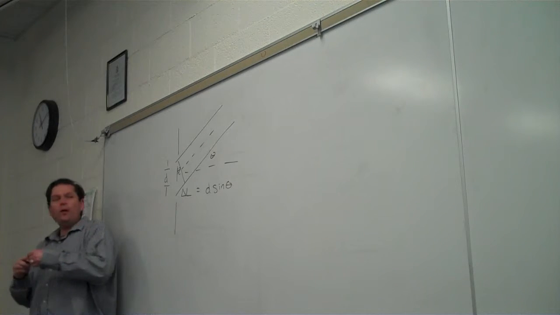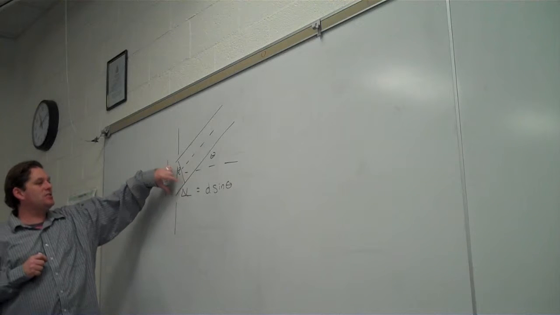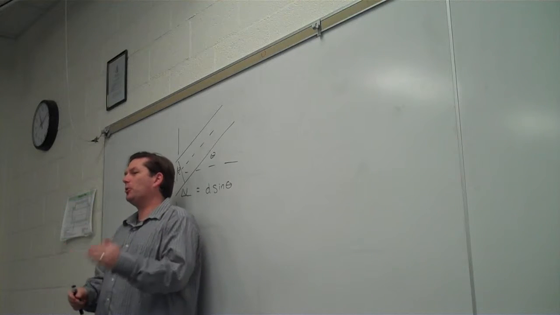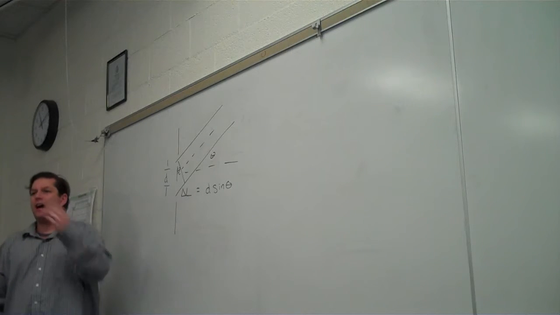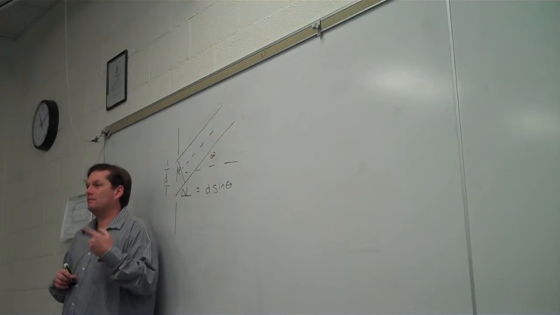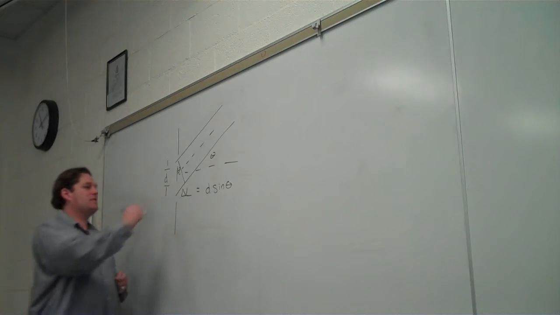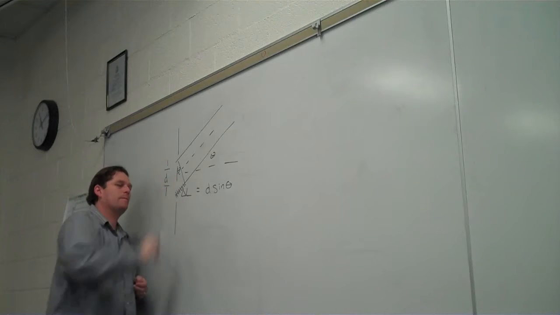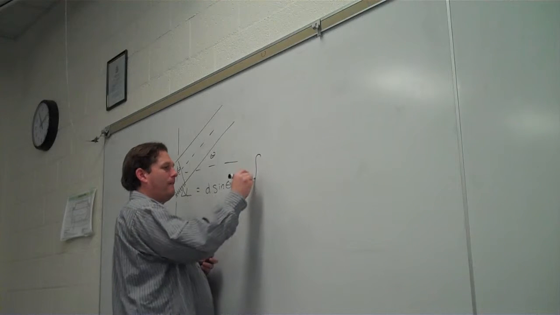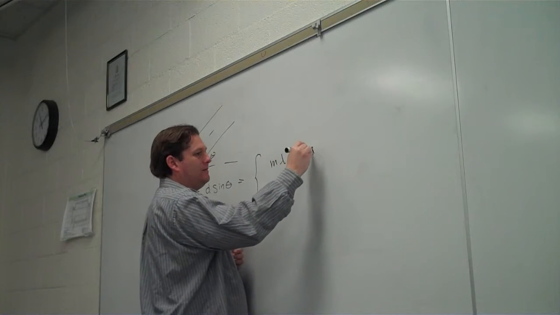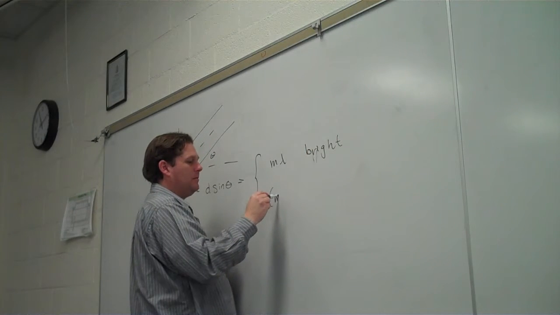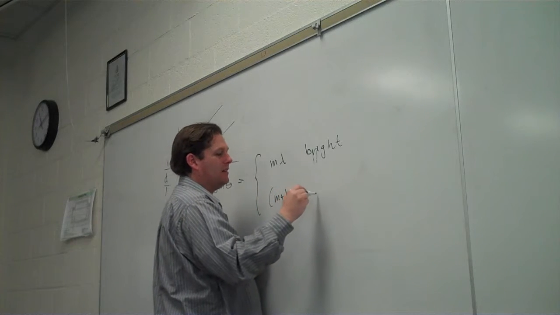And when this difference in distance traveled by the two rays of light is equal to an integer multiple of the wavelength, you get a bright spot. If it's a half integer multiple of the wavelength, you get destructive interference, and you get a dark spot. Where is the delta L measured? This is delta L right here. So we get m lambda bright, and then m plus a half lambda is dark.